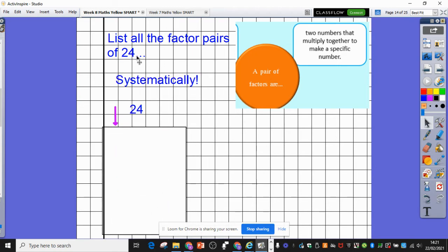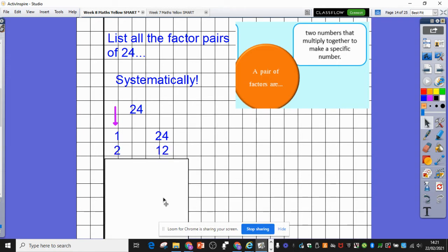We've got to find the factor pairs of 24. What numbers multiplied together make 24? So I'm going to do this systematically. I'm going to do 1 times 24 is 24. So 1 and 24 are factor pairs. 2 and 12, 2 times 12 makes 24. 3 times 8 makes 24. So I'm using my times table knowledge. Now, I could be looking at my times table grid and thinking, to help me, can I look down and find 24 and what numbers multiplied together make 24?